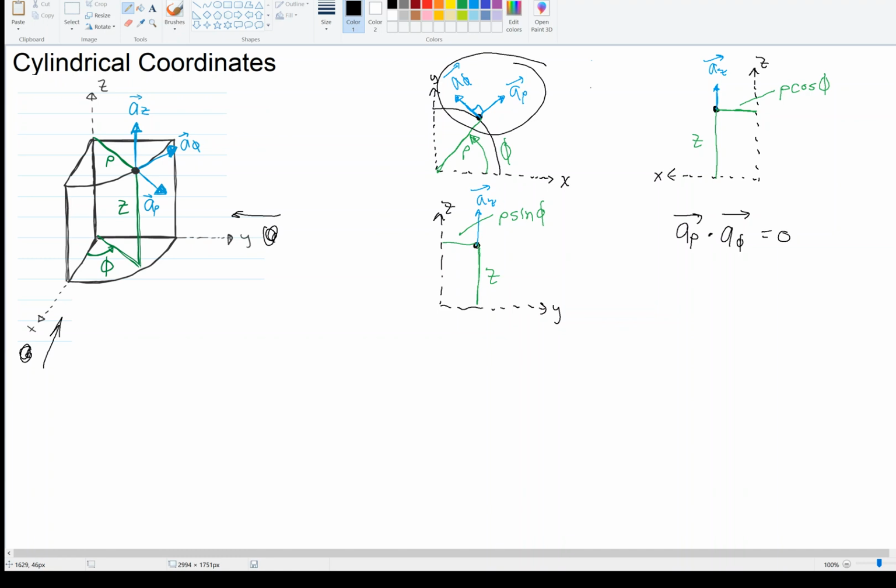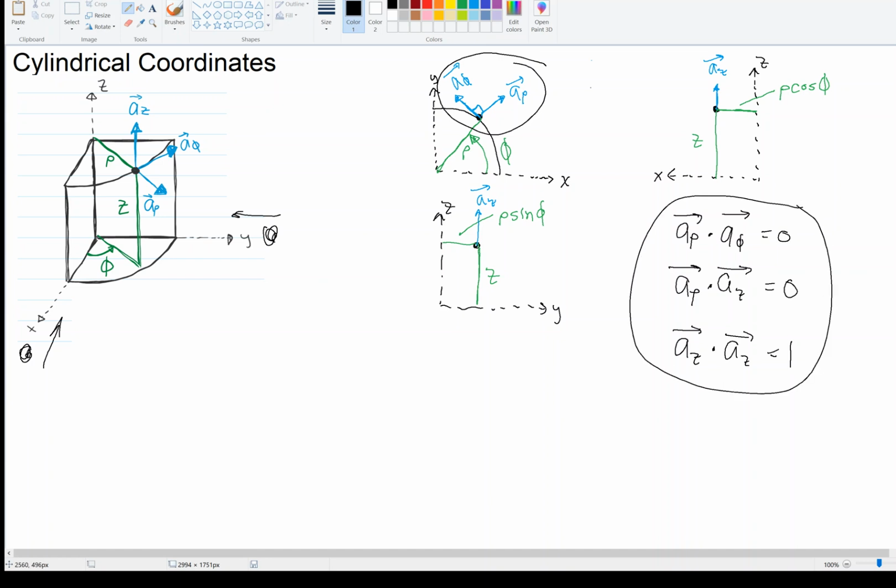Okay, in fact, since they're all perpendicular, just like what we saw in Cartesian coordinates, the dot product of any two different basis vectors is equal to 0. So, for another example, a rho dotted with a z would be 0. When you dot a basis vector with itself, you get 1 because they have unit length. So for example, a z dotted with a z is equal to 1. And there are other examples.